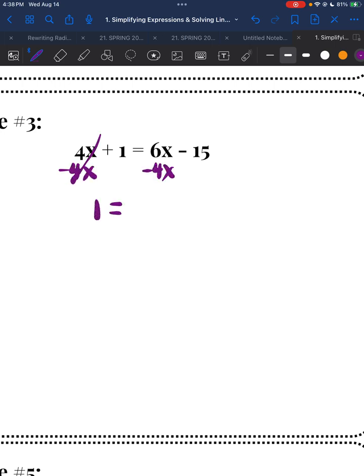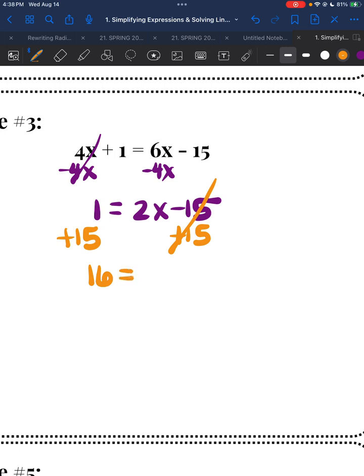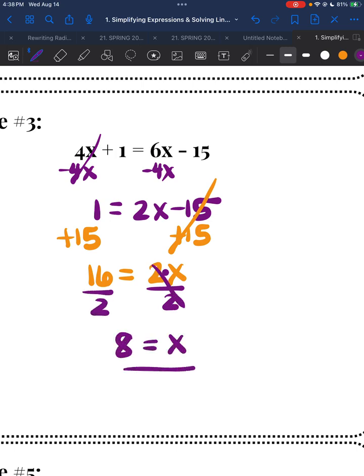So I have 1 is equal to 2x minus 15. And now I have to move the negative 15 to the other side. So I'm going to add it, do the opposite of what I see. 1 plus 15 is 16 equals 2x. To get the x by itself, I divide by the 2. The answer is 8.